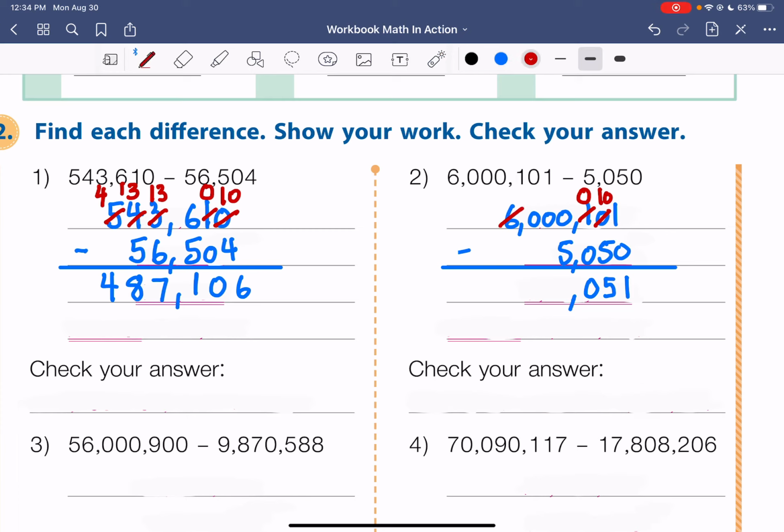This is going to turn into 5. And these will all turn into 9. This turns into 10. So 10 minus 5, we get 5. And then 9, 9, 5. We get 5,995,051 as our final answer.